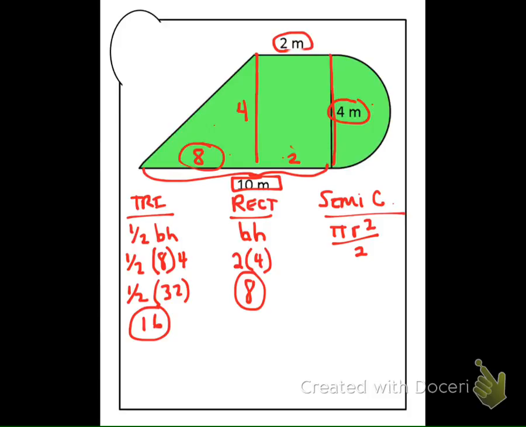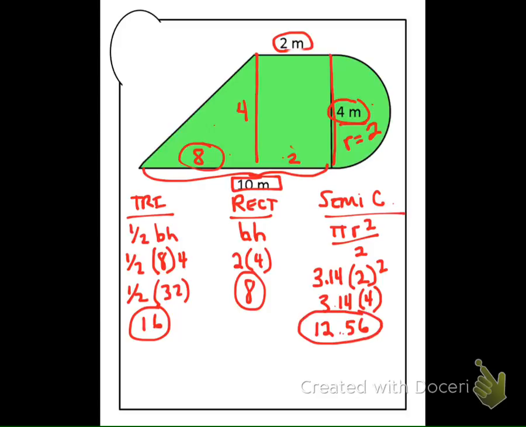Now let's go over to our semicircle. Remember here, this 4 is the diameter, so I need the radius for my formula. Radius is half the diameter, so my radius is 2. So let's set this up. Pi, I'm going to use 3.14, and then I need my radius 2 squared. So 2 squared is going to be 2 times 2, which is 4. Now I have 3.14 times 4. Well, I know 3 times 4 is 12, and 14 times 4 is 56. So here is my area of the semicircle.